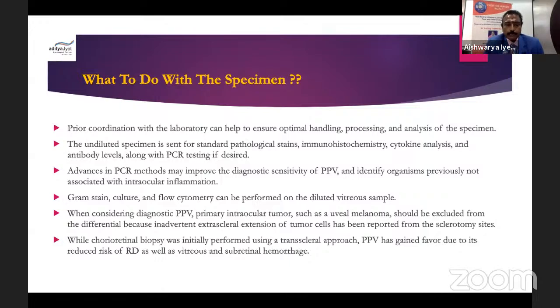When considering diagnostic pars plana vitrectomy, primary intraocular tumors such as uveal melanoma should be excluded from the differential, because inadvertent extraocular extension of tumor cells has been reported from the sclerotomy sites. While chorioretinal biopsy was initially performed using a transscleral approach, pars plana vitrectomy has gained favor due to its reduced risk of retinal detachment as well as vitreous and subretinal hemorrhage.